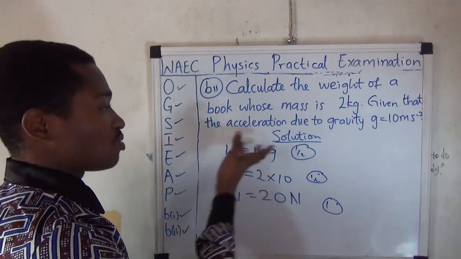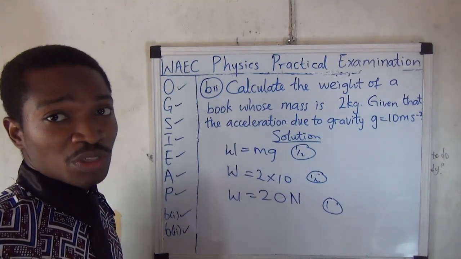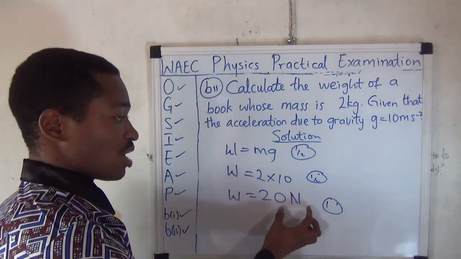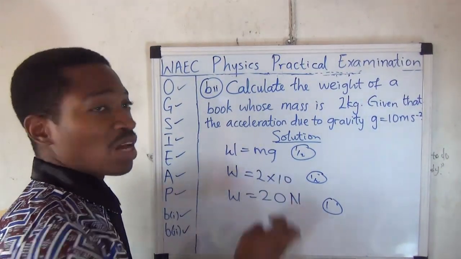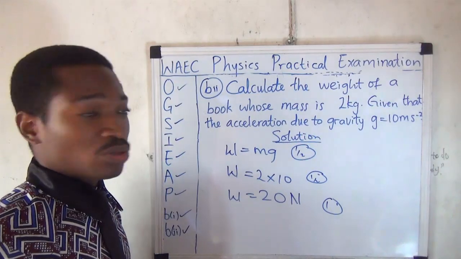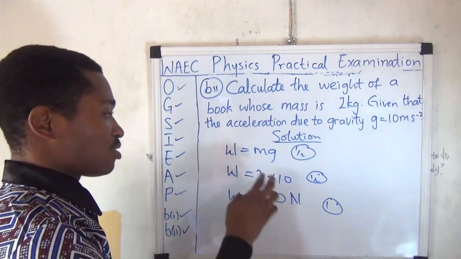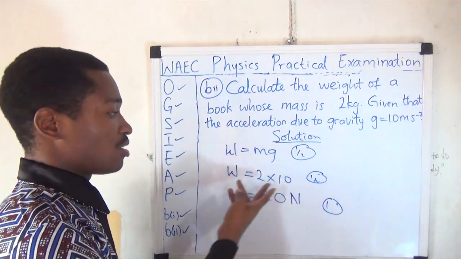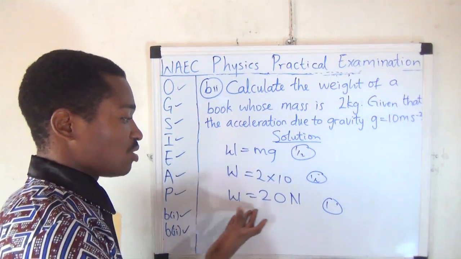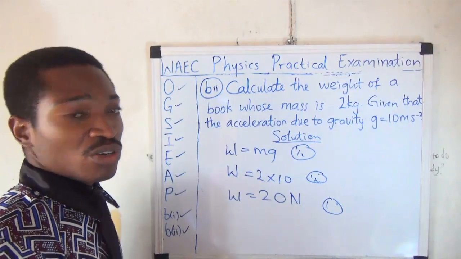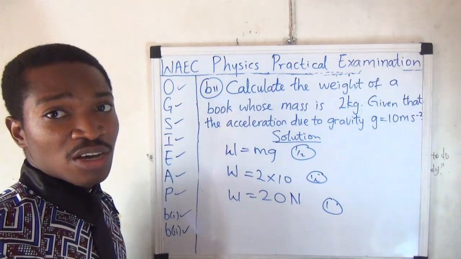You take note that the way it was solved previously, the SI unit was not stated, the formula was not stated. So that person would have just gotten half mark for a step. But you, when you state your formula, you solve your steps, your answer, and the SI unit, you get your full 2 marks for that calculation.